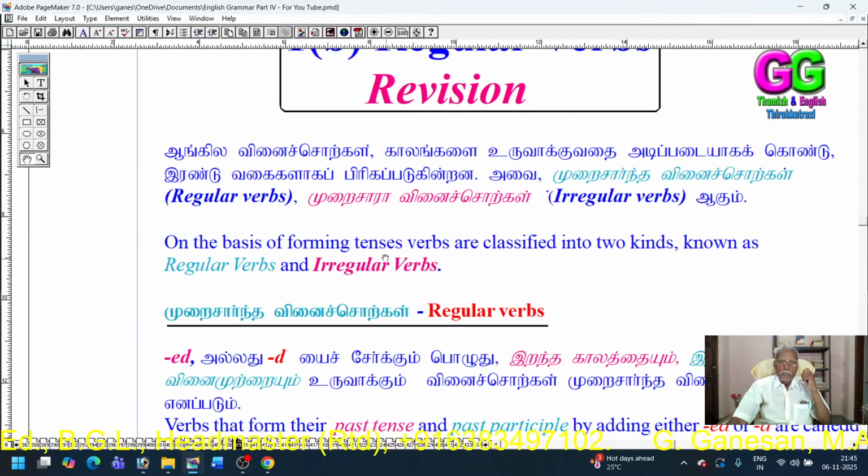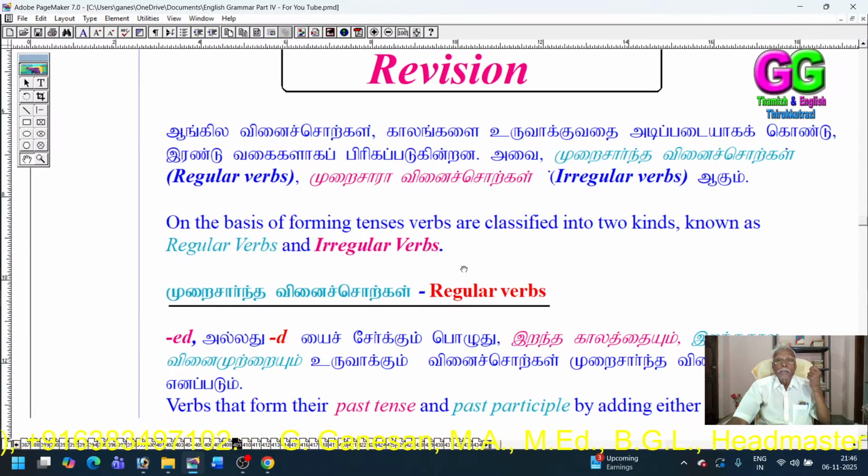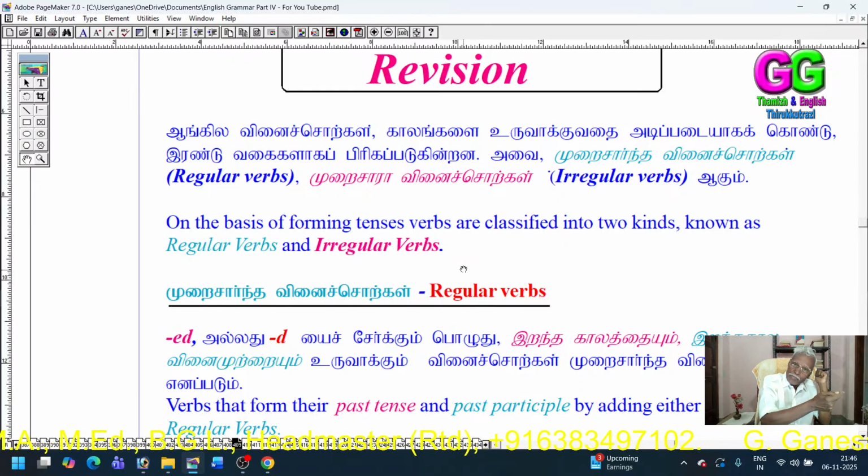On the basis of forming tenses, verbs are classified into two kinds, known as regular verbs and irregular verbs. That is, on the basis of forming the tenses, verbs are divided into two kinds, known as regular verbs and irregular verbs.